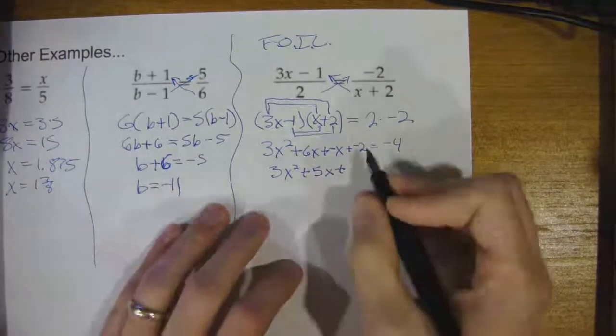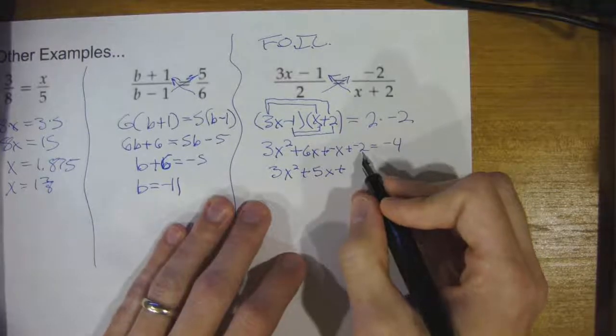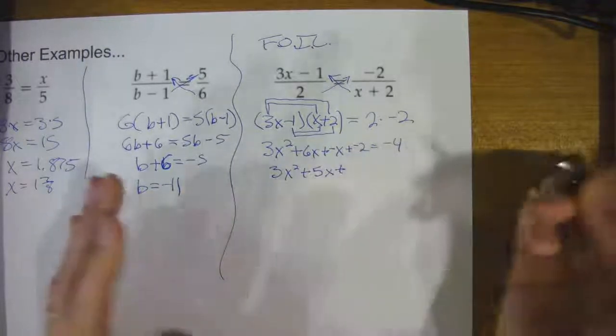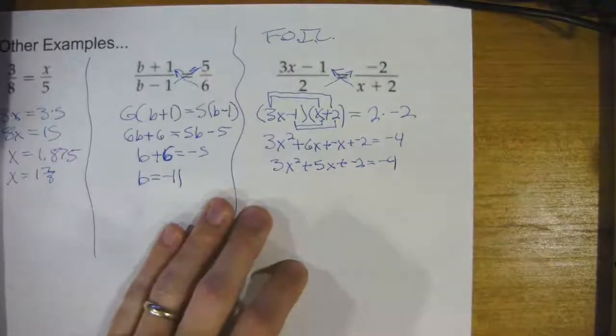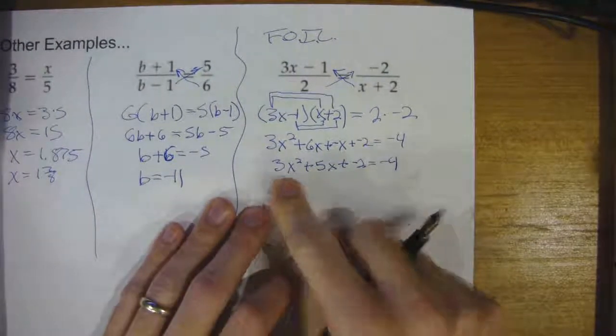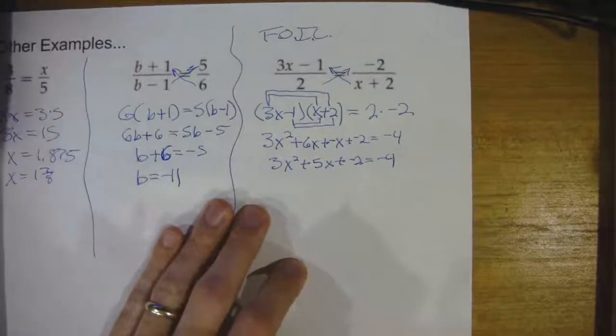And then last but certainly not least is this negative 2. Notice negative 2 has nothing really to work with here, so we'll rewrite it, and then, of course, negative 4. Yikes, we've ended up with something that is quadratic. That is not a lot of fun.